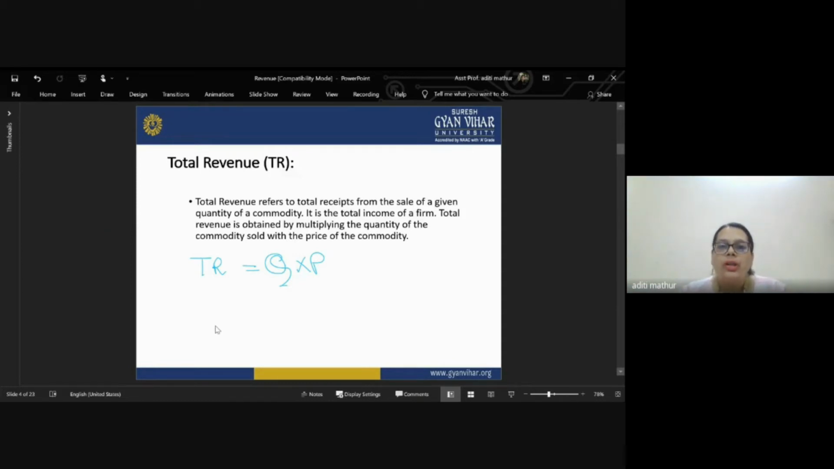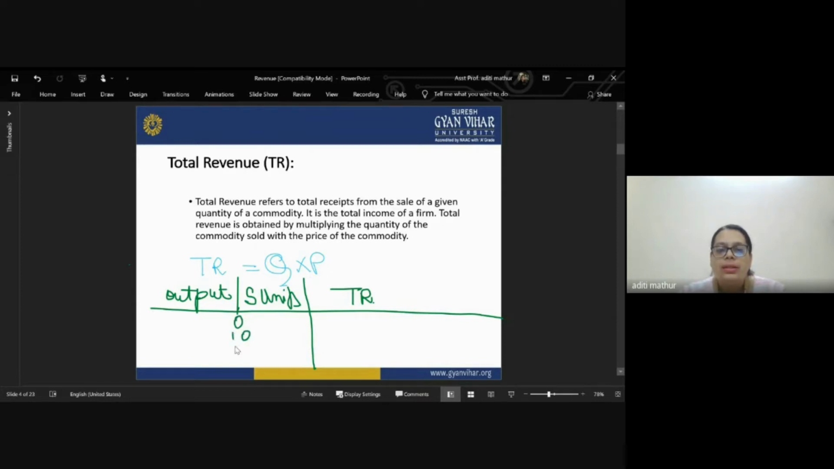So let's solve a very small question to understand how to calculate TR. We have output or sale in units, and we have to calculate total revenue. Let us assume that we have total outputs or total sales of, let's say, 0 units, 10 units, 20 units, and 30 units.